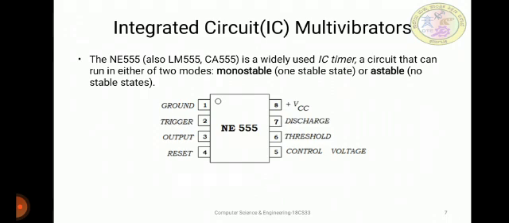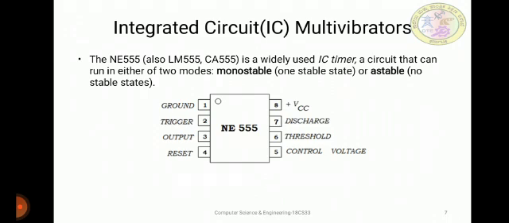Next, we have the fourth pin, the reset pin. This pin is mainly used to reset the internal flip-flop controlling the state of the output pin 3. This is an active low input. Reset is generally connected to the logic 1 level when not used, to prevent any unwanted resetting of the output.